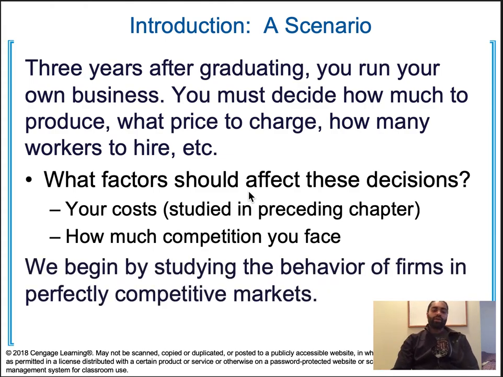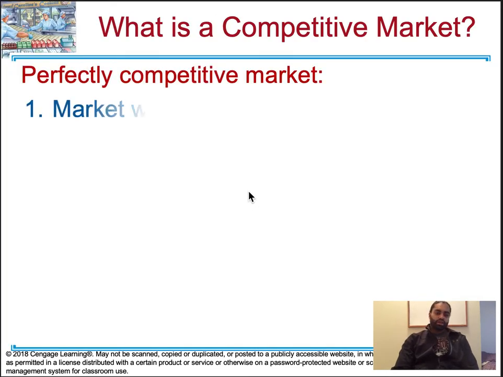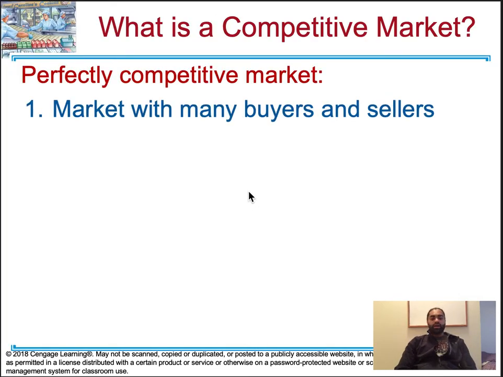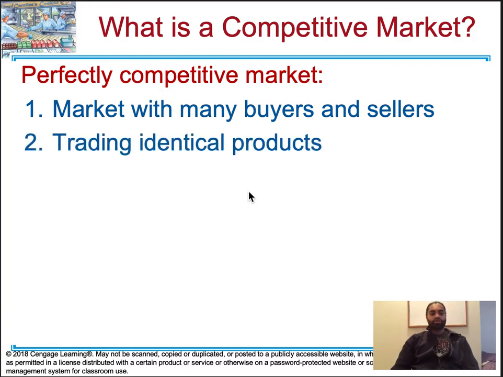So we're going to first start by talking about perfectly competitive markets. So the characteristics. A perfectly competitive market has many buyers and sellers. That's one of the key characteristics. There's a lot of buyers and sellers of this product. Second one is they're trading identical products. So it's homogeneous. They're selling the same exact product. There's no difference between company A and company B.